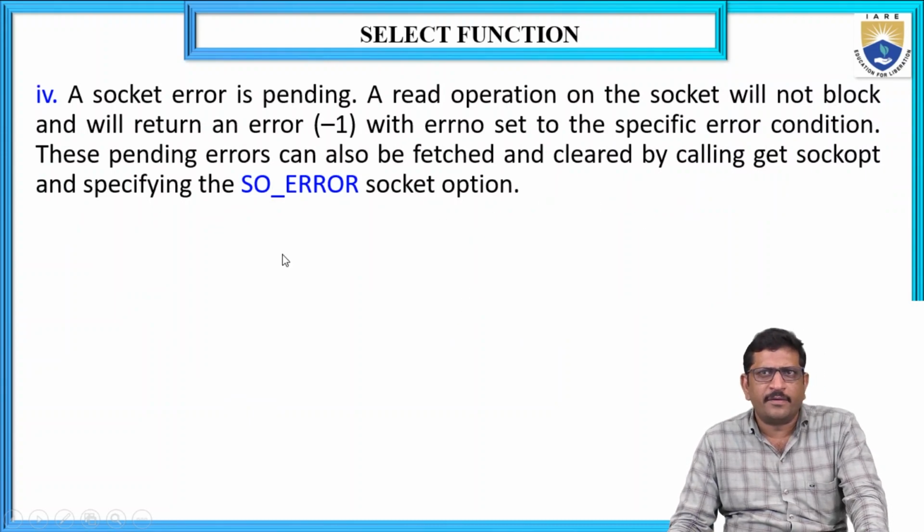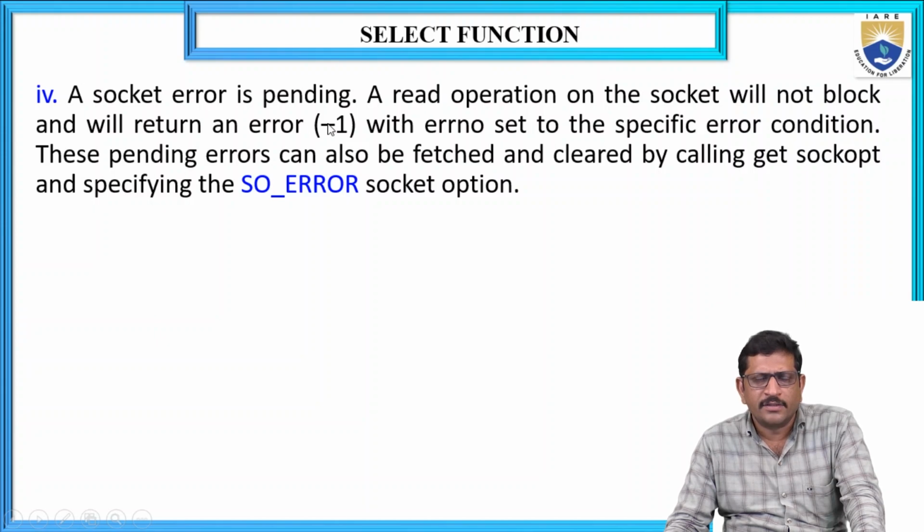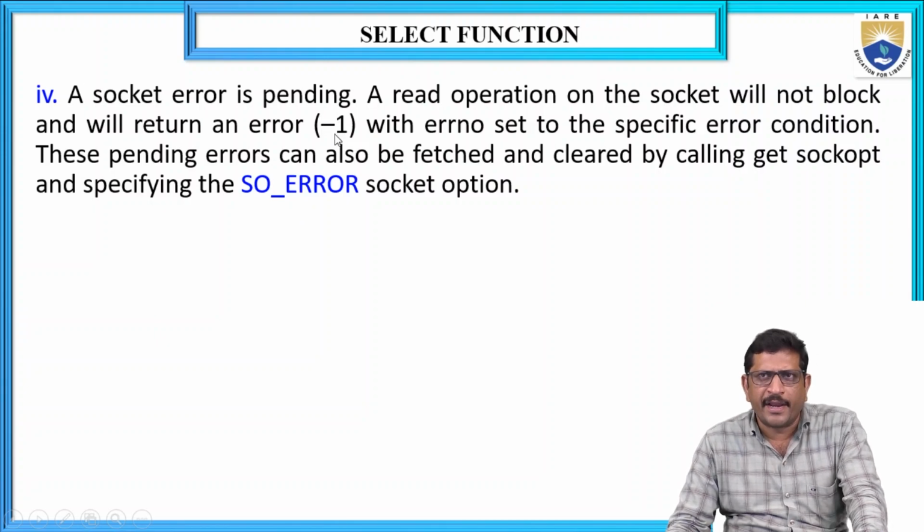The fourth one here is the socket error, a pending socket error. A read operation on the socket will not block and will return an error. That is -1, with an error number set to the specific error condition. These pending errors can also be fetched and cleared by calling getsockopt and specifying the SO_ERROR socket option. The error code will be specified as -1, which indicates the error.